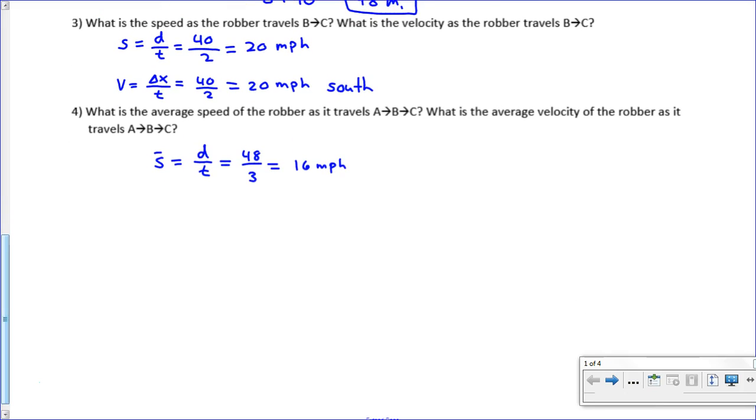For the average velocity, that's equal to the displacement over time. All right, we're just looking A to C now, so that's the 41 miles over the time, which is 3 hours still. If you calculate that, you should get 13.7 miles per hour. But again, since this is a velocity, we need a direction in here. And if you're going A to C, then you're going at 79 degrees south of west.